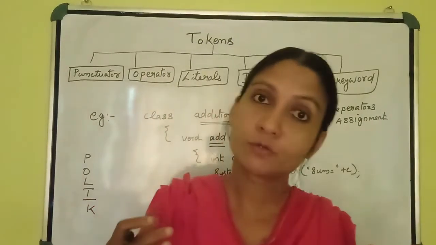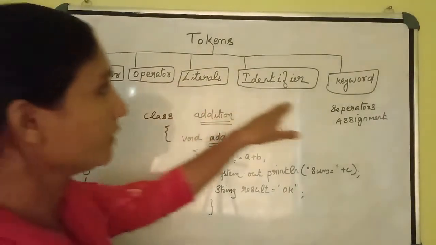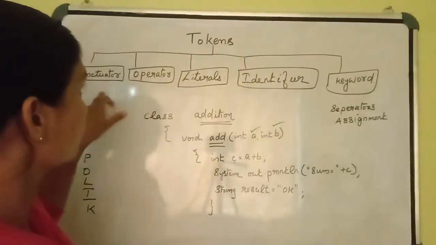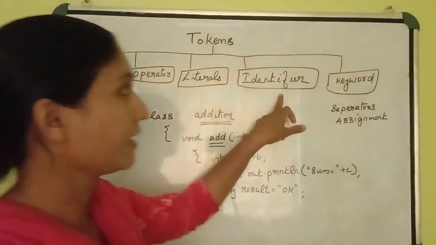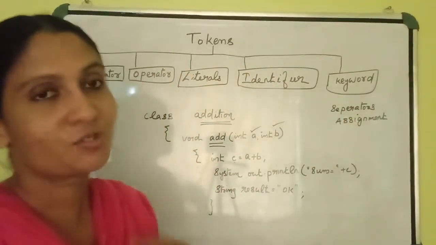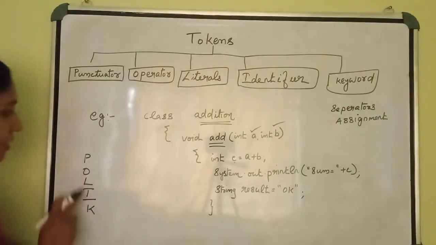What are the different types of tokens then? See, we have five. Mainly we can divide these tokens into five: punctuators, operators, literals, identifiers, keywords. To remember this easily, I will give one equation: POLIK, P-O-L-I-K.